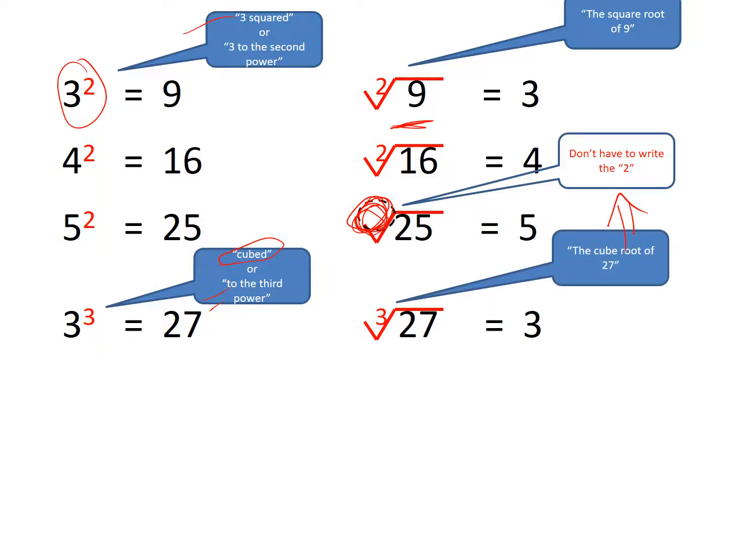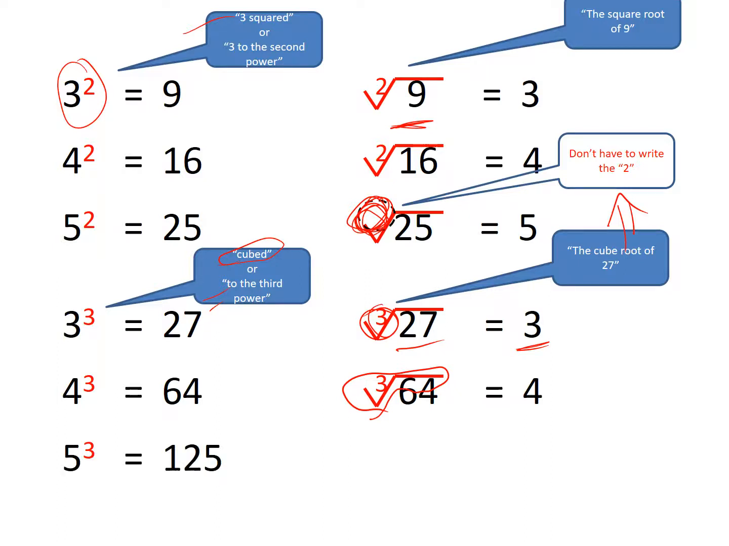Undoing that, or the opposite operation, and here's the 3, right? So that tells me I'm multiplying 3 numbers. What 3 numbers multiplied together give me 27, and the answer is 3. So this is the relationship between these two. You're probably less familiar with the cube, or to the third power, so this is worth taking a look at. A couple more examples. 4 cubed is 4 times 4 times 4. Undoing that, or its opposite operation, and here we go again with the cube root. 5 cubed, 5 times 5 times 5, is 125.